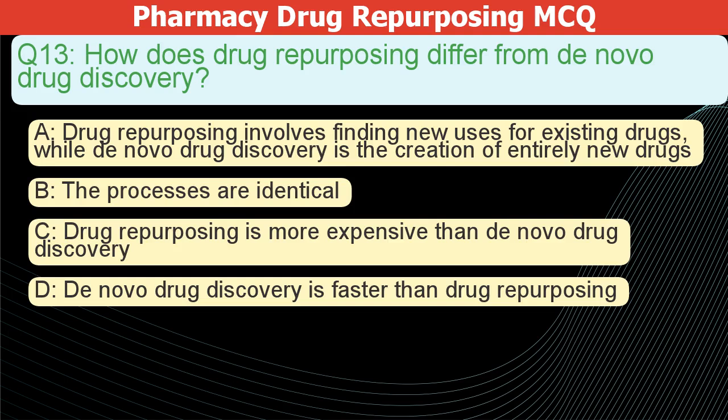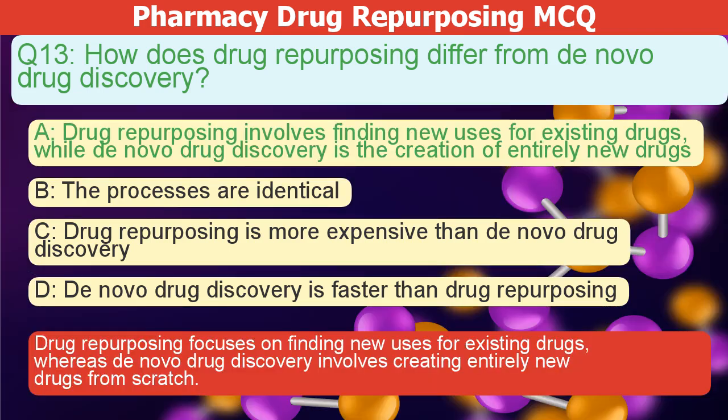How does drug repurposing differ from de novo drug discovery? A. Drug repurposing finds new uses for existing drugs, while de novo drug discovery creates entirely new drugs. B. The processes are identical. C. Drug repurposing is more expensive than de novo drug discovery. D. De novo drug discovery is faster than drug repurposing. The correct answer is A.